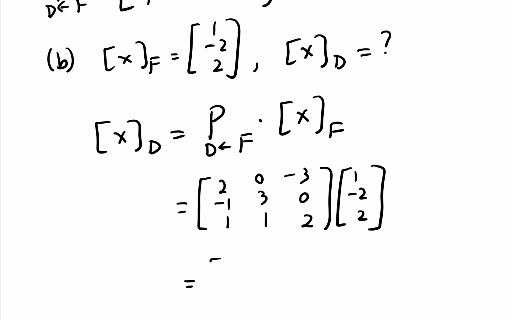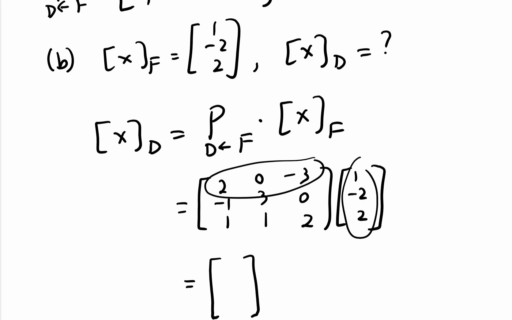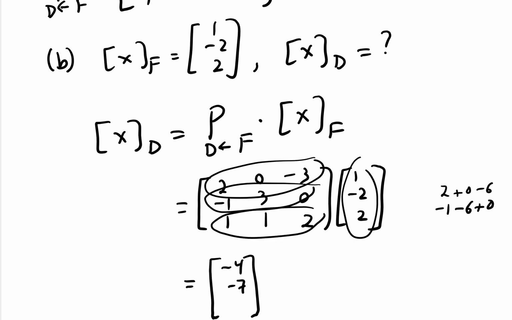And I'm sure everyone knows how to multiply this out row by column. So this row by this column, you get 2 plus 0 minus 6, that's a -4. Then this row by that column, -1 minus 6 plus 0, that's a -7. The last row by the same column, 1 minus 2 plus 4, that's a 3. So that would be the answer.